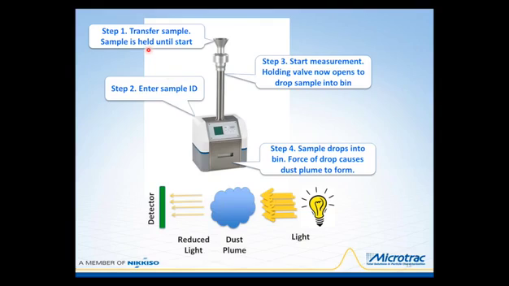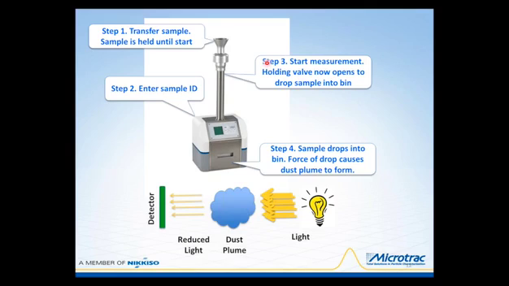The very first step is to transfer the sample, and the sample is held until the start of the measurement within this standpipe. The second step is to enter sample identification. That can be done on this panel meter, or it can be done if the instrument is connected to a PC. The data, if a PC is not used, is displayed on this panel that I'm showing with my cursor. If the PC is used, a much greater amount of data can be accumulated and can be saved for various types of comparisons and other types of data retrieval operations.